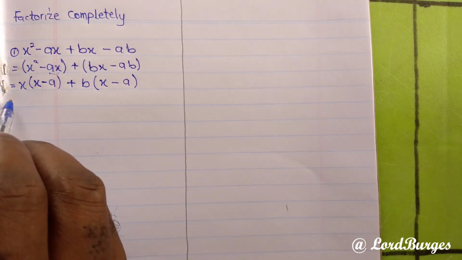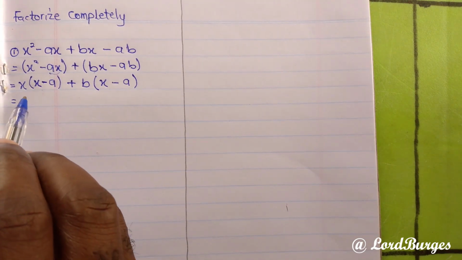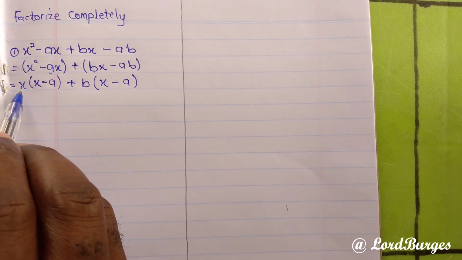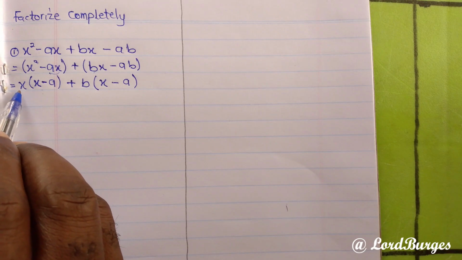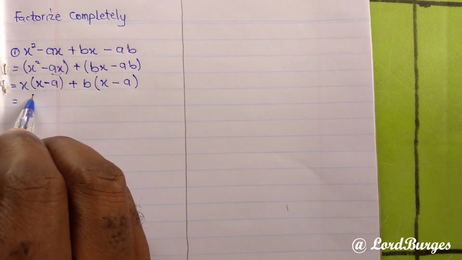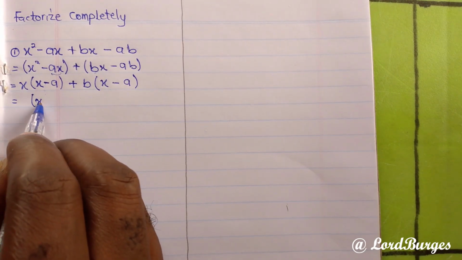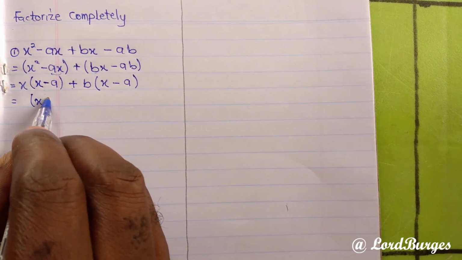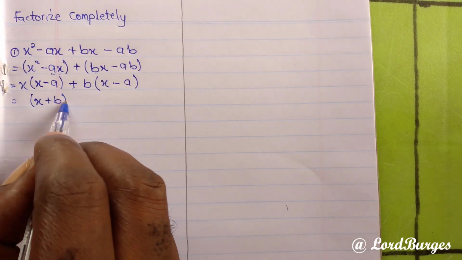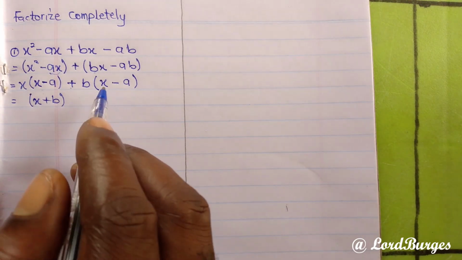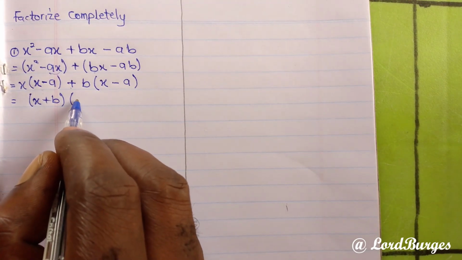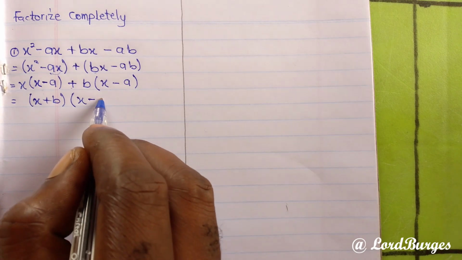Therefore, at this stage, you group the variables or the numbers that may be found outside the bracket, put them into one bracket. So I have x plus b. Then you now choose one of the brackets because they are the same. Take any one of them. So I have x minus b.